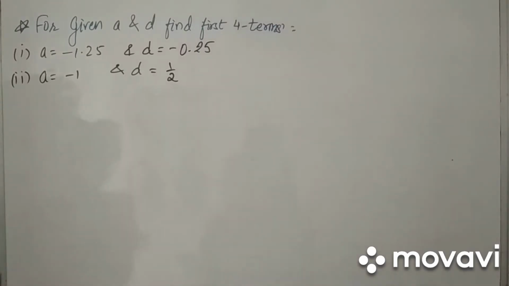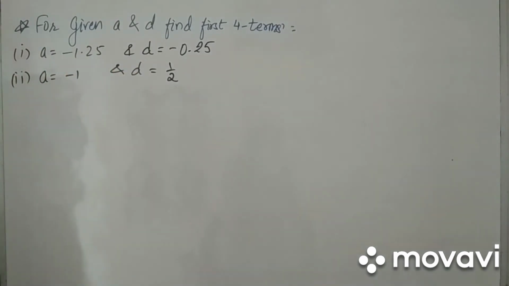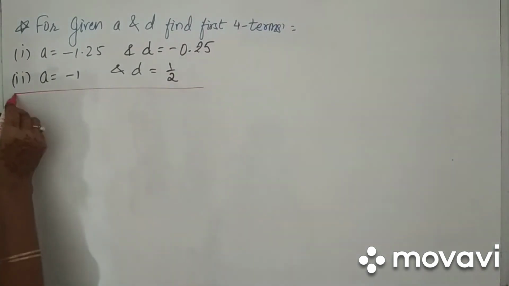Continuing further, here is the next format of the question. For given A and D, find first 4 terms. Okay, so we want to construct an AP if A and D are given to us. So now what we have studied, that formula would be applicable here.